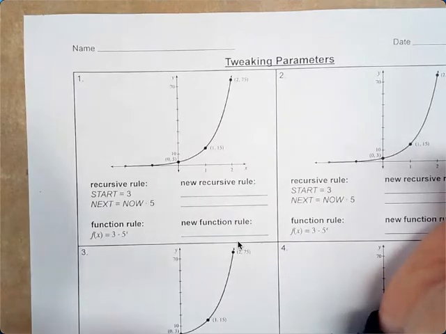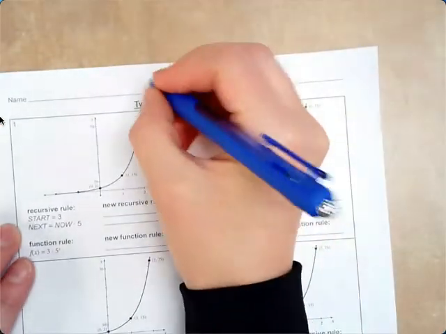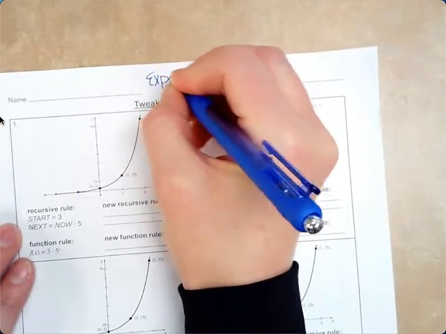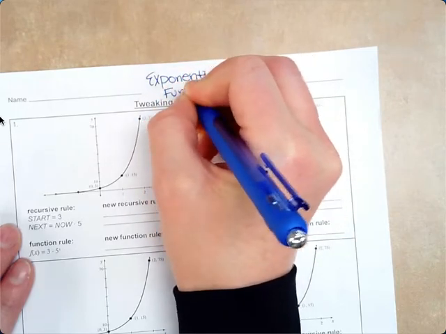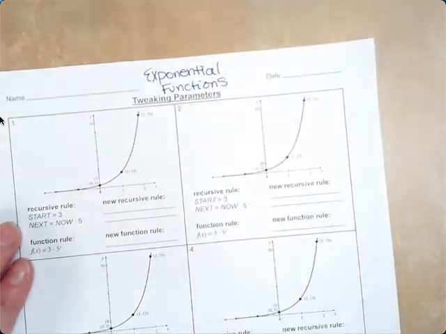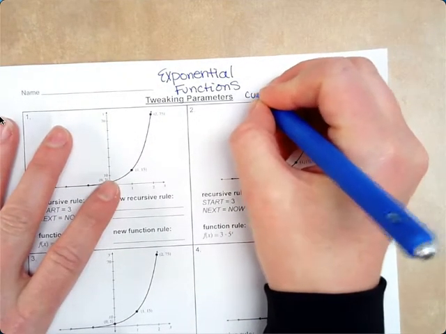What kind of function are we dealing with whenever you look at all of these graphs right here? Exponential functions. Okay. And how do we know that they're exponential? What's something that we can just look at and see? The curve. Okay, so curved graph.